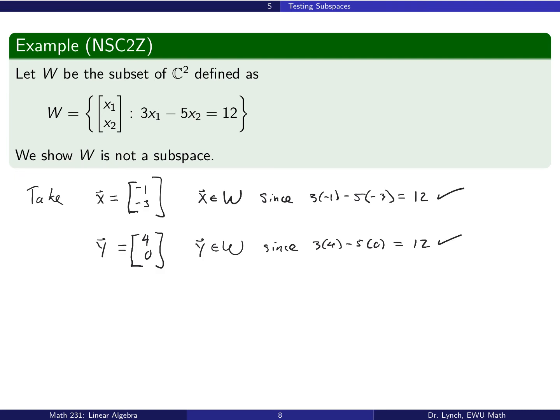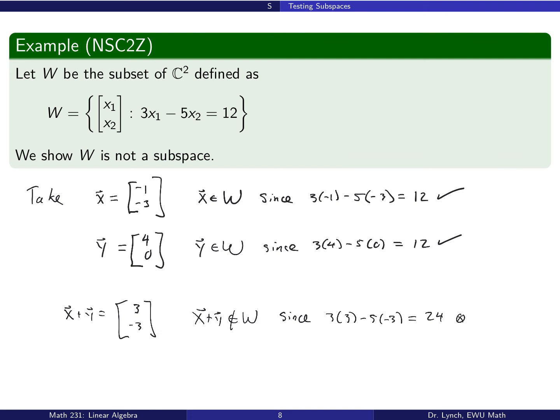Let's take X to be -1, -3. It's quick to check that X is an element of W. And let's take Y to be 4, 0, 4, 0. So it's also quick to check that Y is an element of W. It's also quick to compute their sum and show that it's not an element of W.